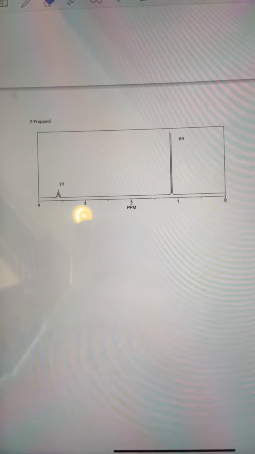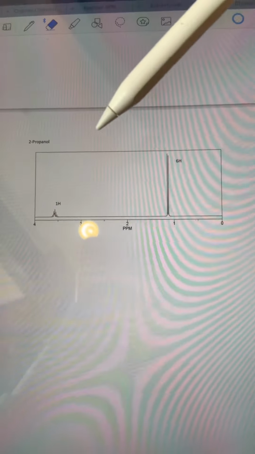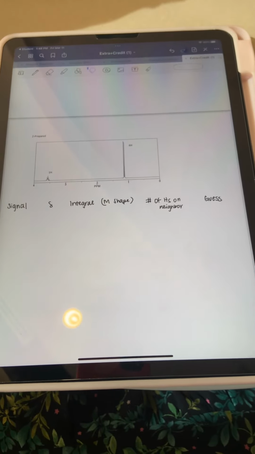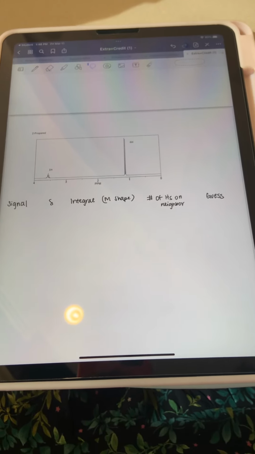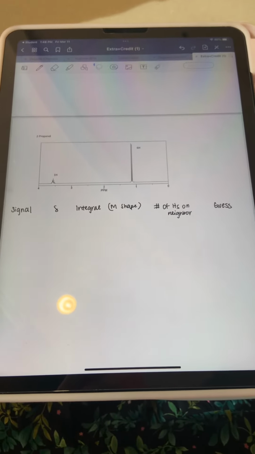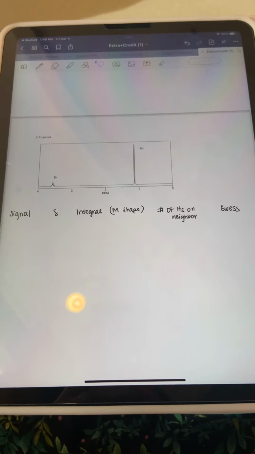Hello everyone, so today I'm going to be discussing with you all the NMR spectra of 2-propanol. What I have written here is a common way to discuss the NMR spectra of a molecule, and keep in mind this can be used for any molecule, not just propanol. So I'm going to be going over each one of these.